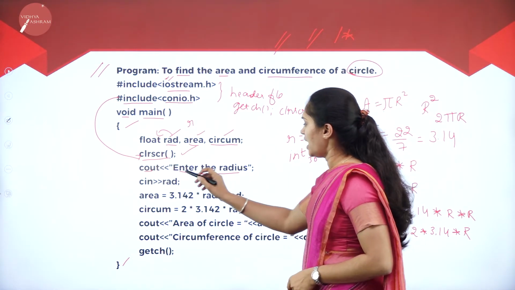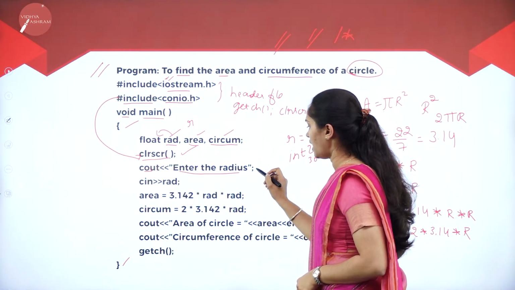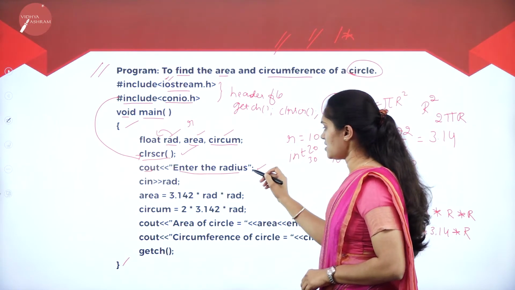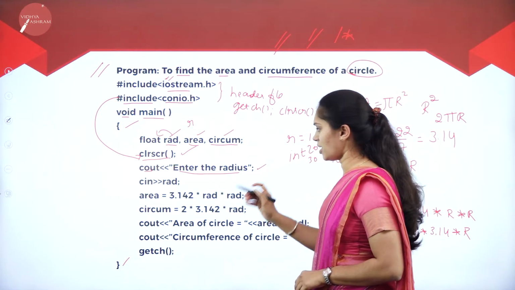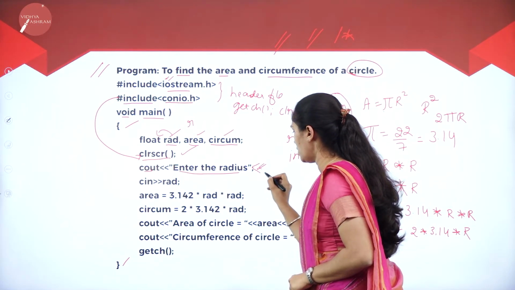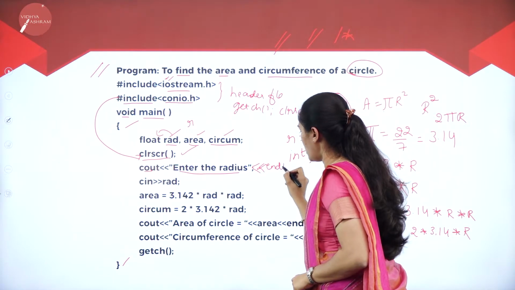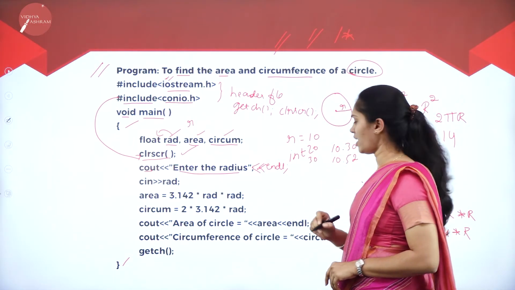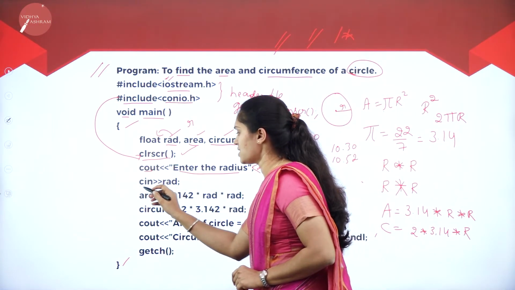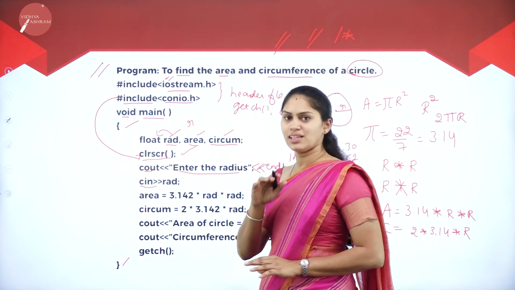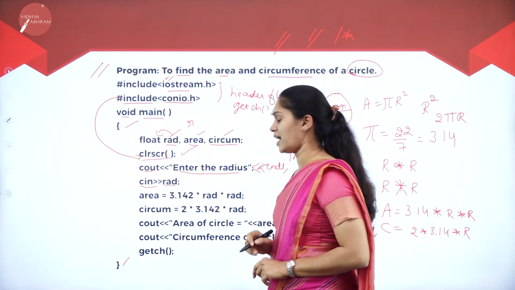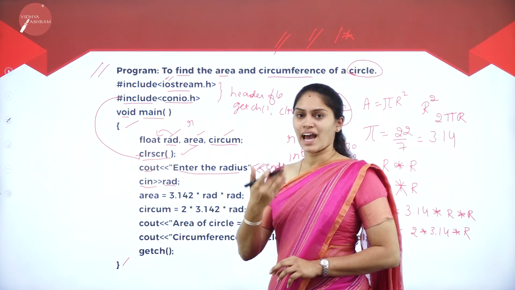So we are going to use enter the radius, and at last we are going to use a semicolon. This represents enter the radius semicolon, that is the termination of that line. Along with that, before that semicolon, we can also include endl. Then I am going to take a semicolon. Next, we have a cin. Cin in the sense we are accepting the input from the user. So, cin extraction operator and RAD. That is the radius value we have to give.